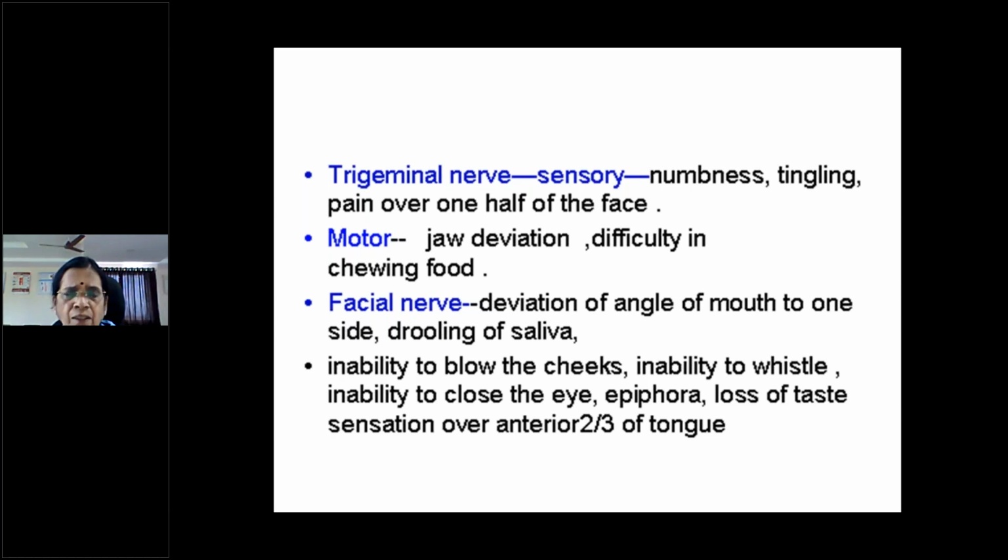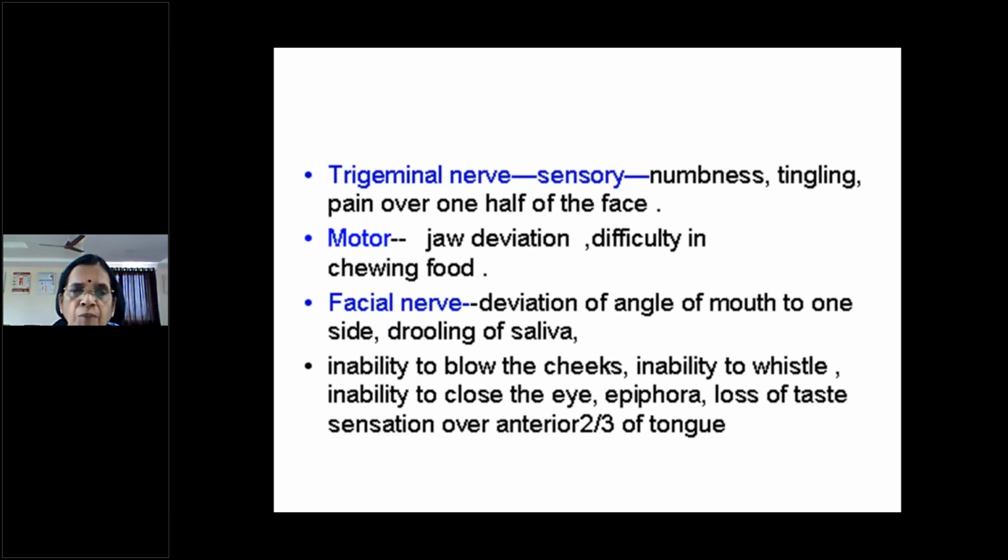And the next cranial nerve is the trigeminal nerve. The trigeminal nerve has both a sensory as well as a motor part. When the sensory nerve is affected, the patient will usually have numbness on one half of the face, and tingling also can be there. And one other important feature of trigeminal involvement: they may have numbness, but at the same time they can complain of pain also.